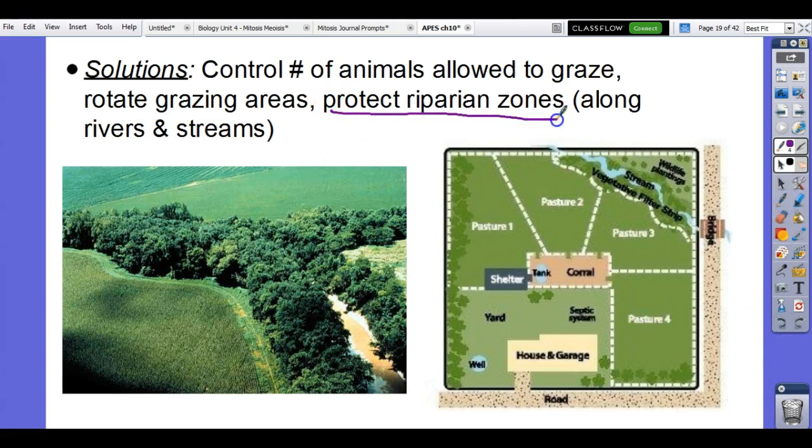Protect riparian zones. So protect the zones along rivers and streams. The reason that's important is so that we don't get a lot of this animal waste running into rivers and streams, because that's no good. So we want to make sure we protect these river areas from any kind of runoff.